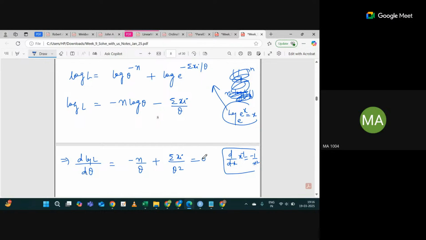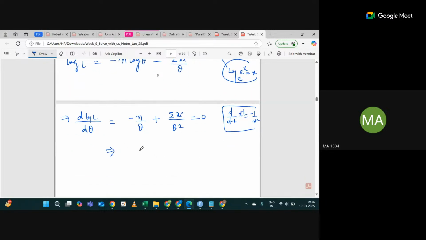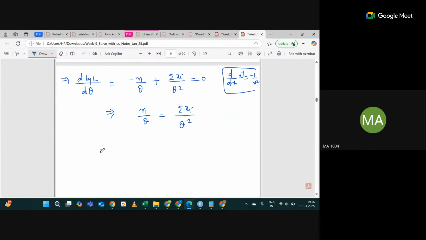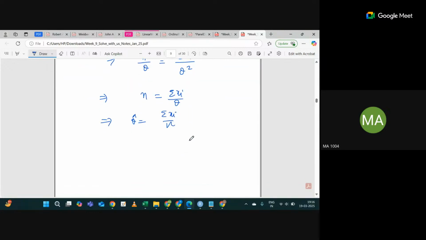And this is something we have to equate to 0. So what else we will get? Can I write n by theta equal to summation of xi upon theta square? So what is the value of theta? Can I write n equal to summation of xi divided by theta? And I can write theta hat is nothing but summation of xi divided by n. Yes or no? You can see this is the average only, correct?